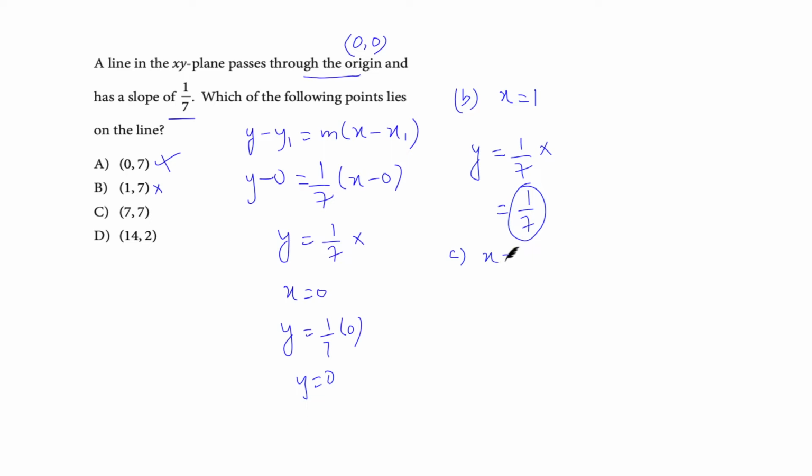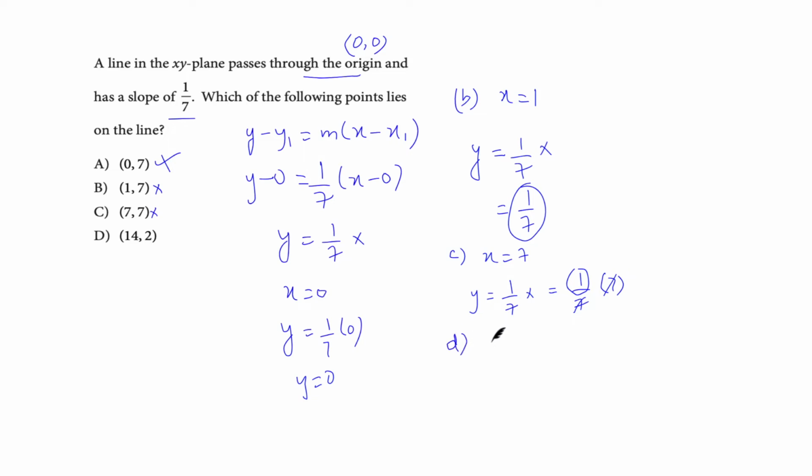If I replace x with 7, what do I get? Let's have a look. Y equals 1 by 7x, which is 1 by 7 into 7. I will get 1. This is wrong again. So I know D should be my answer. Let's try this.